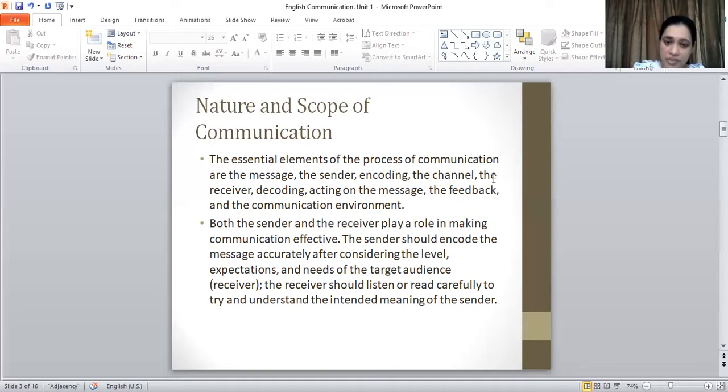Now, both the sender and the receiver play a role in making communication effective. The sender is expected to encode the message accurately after considering the level, expectations, and needs of the target audience, that is the receiver. Now, what does this mean? This means that the intention should be to make the communication process as clear as possible.